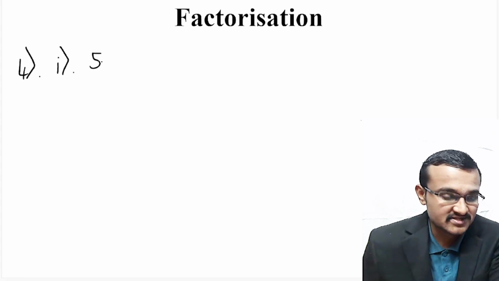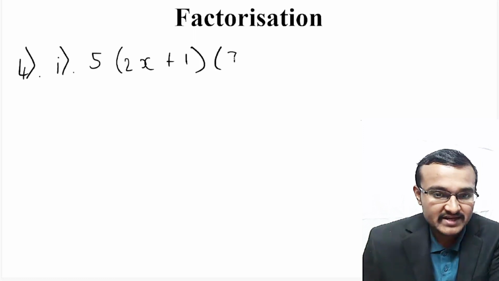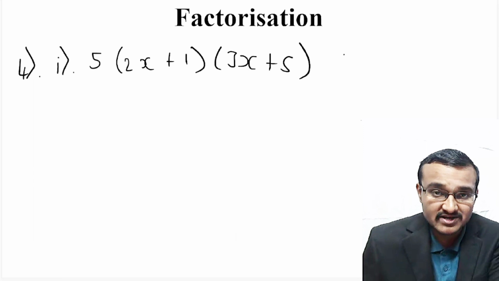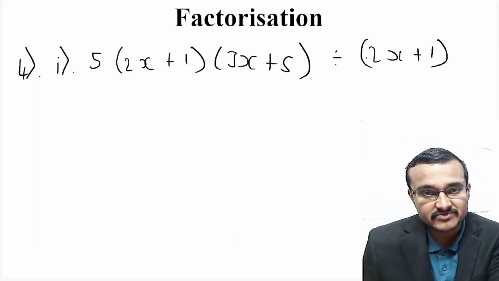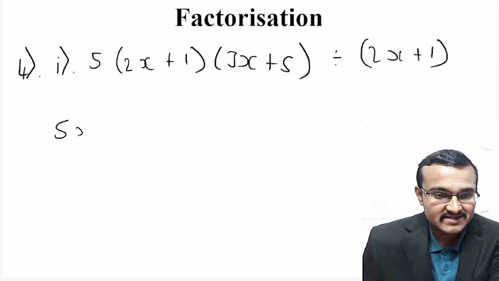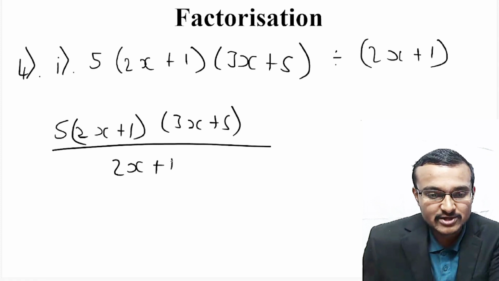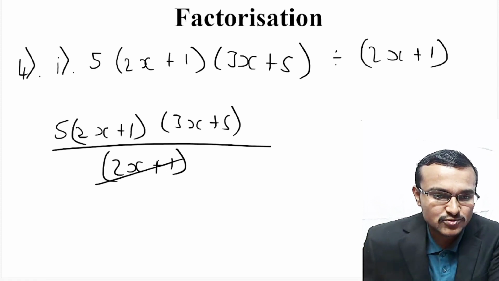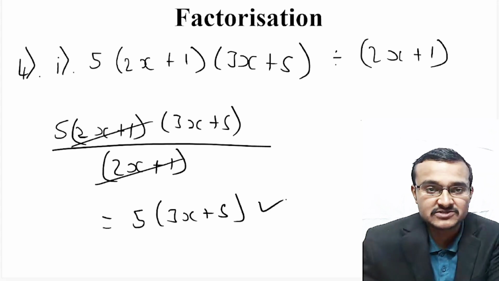So coming to the first question in this particular fourth question, they have given 5 into 2x plus 1 into 3x plus 5 as one particular algebraic expression divided by 2x plus 1. So this is another algebraic expression. So let us write this 5 into 2x plus 1 into 3x plus 5 in the numerator only, divided by 2x plus 1 in the denominator. So here you can clearly see 2x plus 1 and 2x plus 1 get cancelled with each other. So 5 into 3x plus 5 will be remaining as the answer for this first question in fourth question.